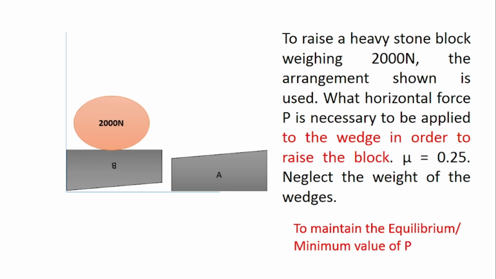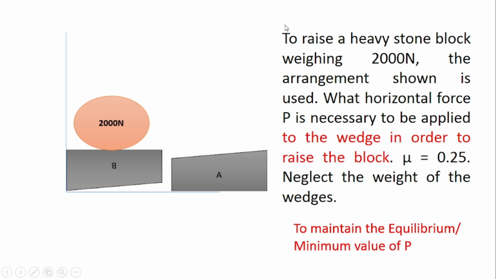So block A will move towards the right side and block B will move towards the downside. So this happens when the condition is given for the equilibrium or minimum value of P. So in those cases the direction of friction will be different. For block A the friction is towards the left side. For block B the direction of friction is towards the upside. So as per the given statement you have to consider the motion, and as per that you have to decide the direction of the friction. Otherwise you will make a mistake.